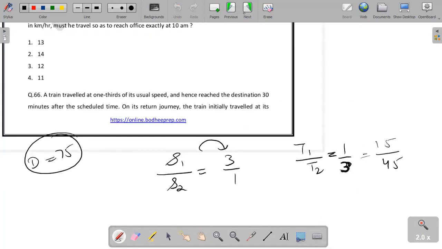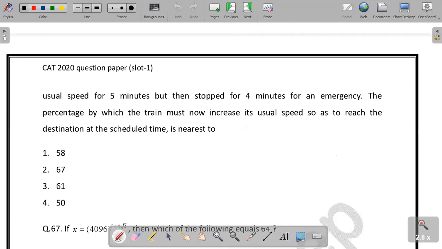The train traveled at its usual speed. Usual speed is 3 for 5 minutes. Okay, 15 उसने distance cover कर लिया, 5 into 3, and then stopped for 5 minutes for emergency. Till now, 9 minutes have been wasted. The percentage by which the train must now increase its usual speed to reach the destination at the scheduled time.